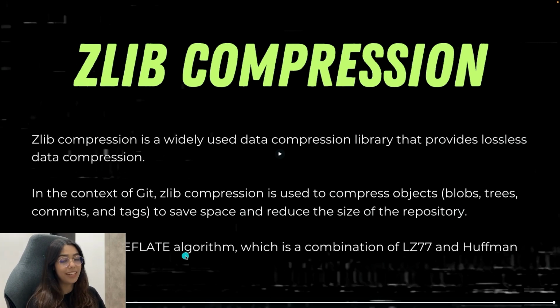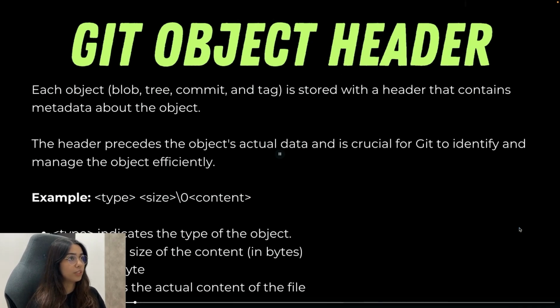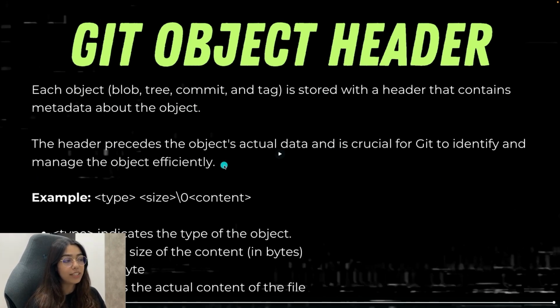Zlib uses the deflate algorithm, which is a combination of LZ77 and Huffman coding. Next, let's talk about the object header. Each object, blob, tree, commit, and tag is stored with a header that contains metadata about that object. The header precedes the object's actual data and is crucial for Git to identify and manage the object efficiently.